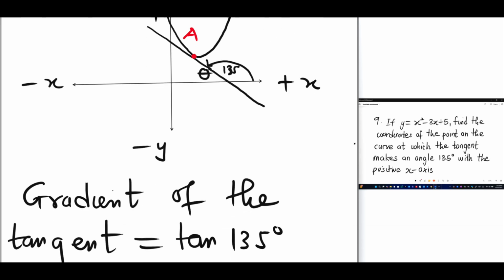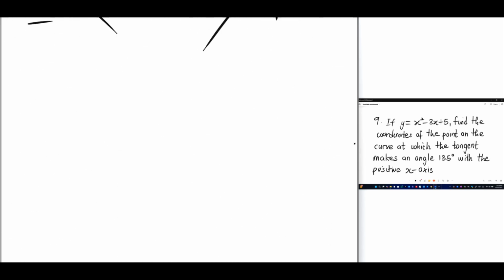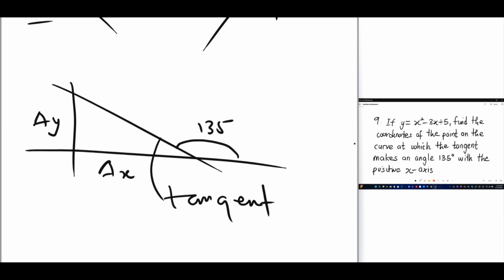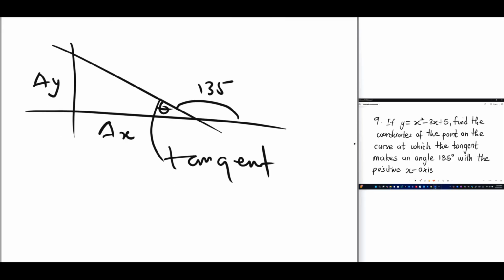Because you have your tangent in this form, and you have your angle from here to be 135 degrees, you can equally use the tan of the angle to find the gradient. Here is our change in y, and here is our change in x. We know tan theta to be opposite over adjacent, which is the same as the gradient.